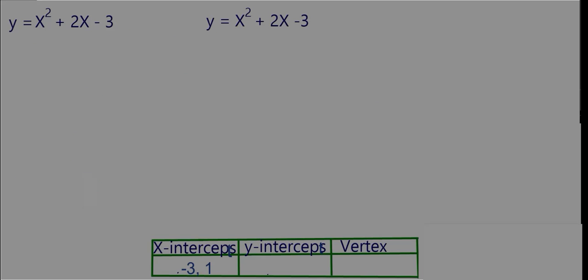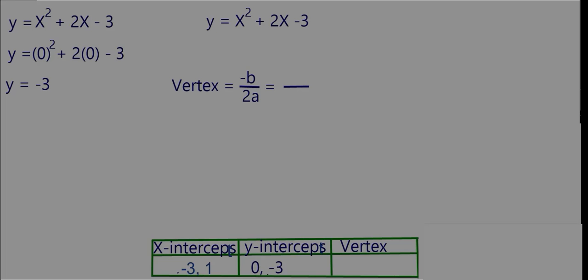We can solve for the y-intercepts now by making x equals 0. After solving, we get minus 3. And because we don't have any x value for a y-intercept, we write 0, and minus 3. Finding the x value for the vertex, we get minus 1. Substituting the x value which we got for the vertex into the original formula to find the y value, we get minus 4.